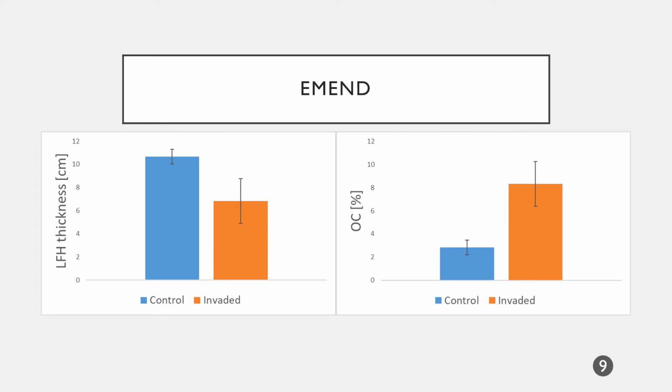And these two graphs are from EMIN, the research forest that the U of A has close to Peace River. So we are in the boreal zone and on alluvial soils. As you can see on the left, the forest floor thickness is decreasing with invasion, and the carbon content is increasing after invasion for the surface mineral horizon. So this is the A horizon.